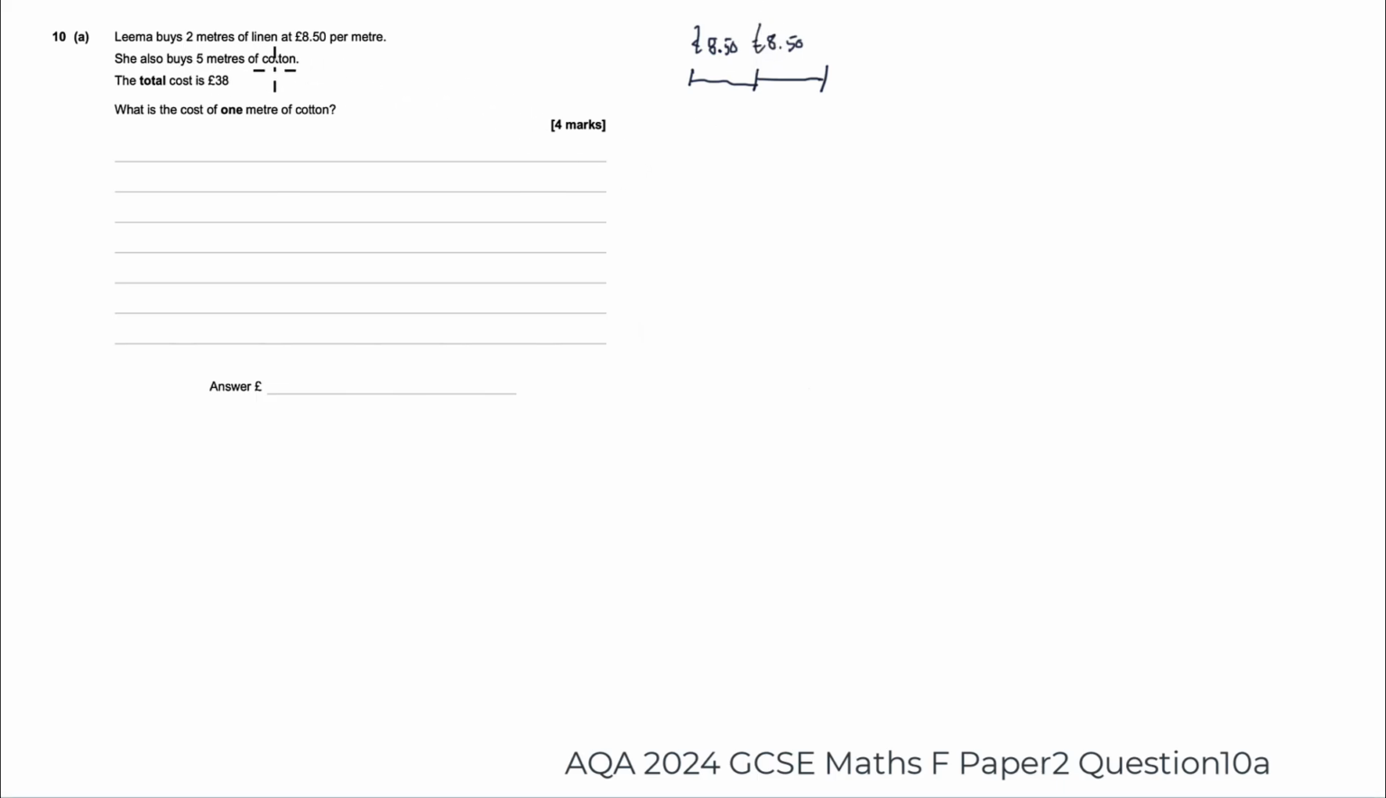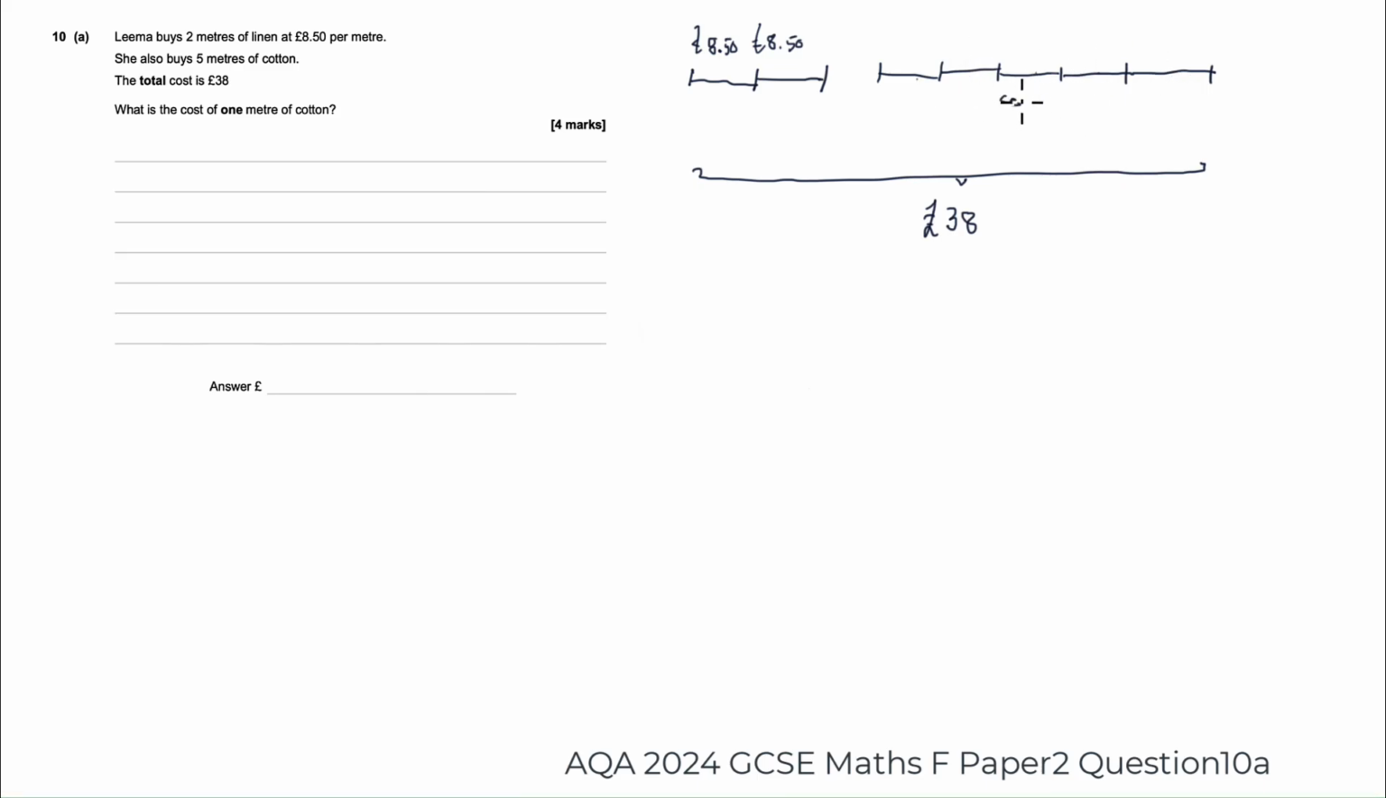And she also buys 5 metres of cotton. So there's 1, 2, 3, 4, 5 metres of cotton. So the total cost, all of these together, will be £38. And it says, what is the cost of 1 metre of cotton?